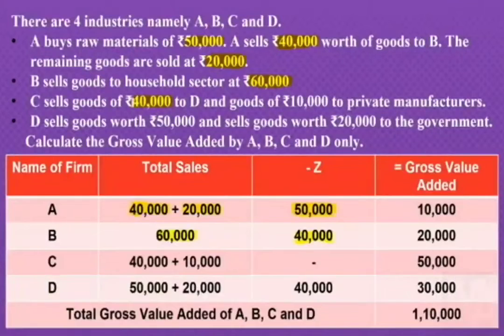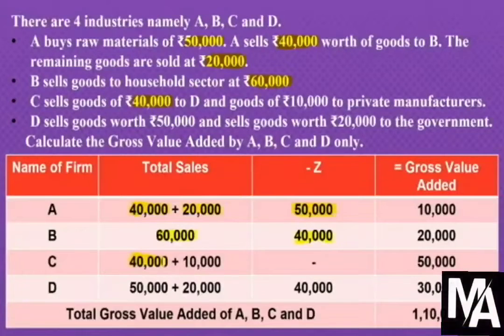So we'll quickly make this adjustment here. C sells, which means this is going to be the sales of C. And remember, this is sold to D, and D's intermediary goods will be entered here. We'll continue. And goods of rupees 10,000 to private manufacturers. This is the sales of C once again. So 10,000 once again will be entered here.